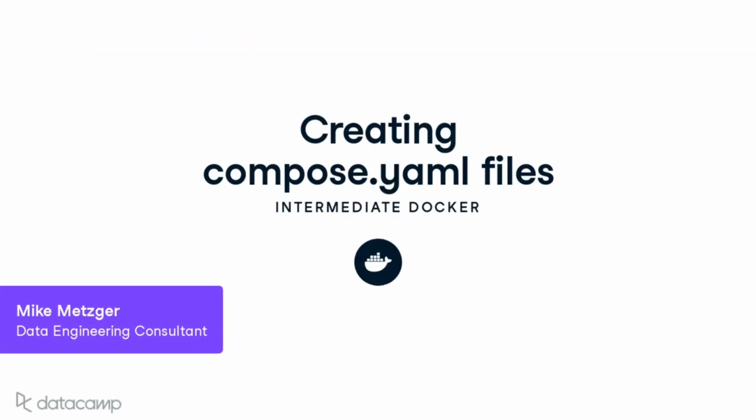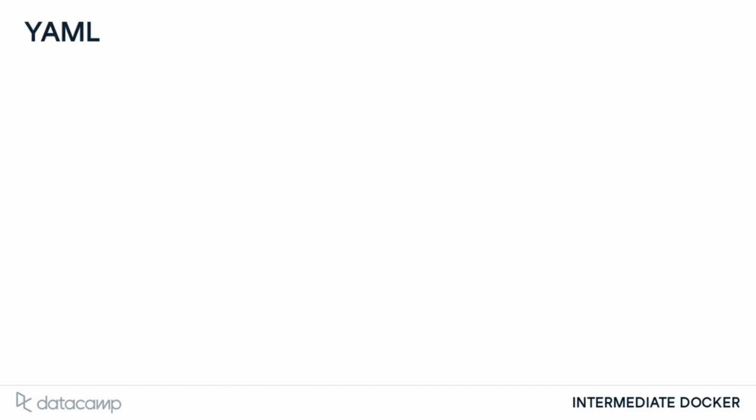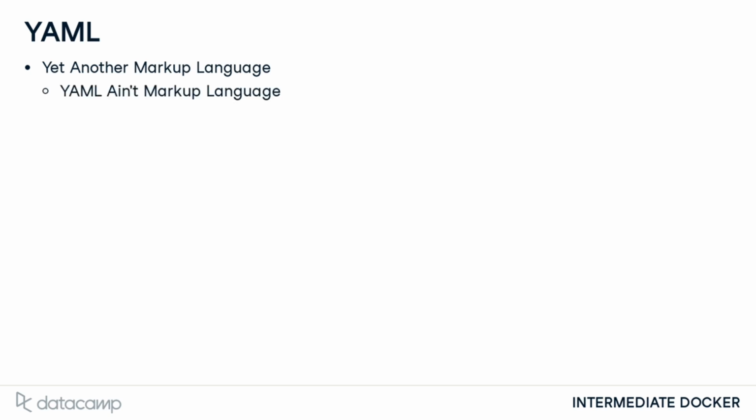Let's take a look at how to create our applications with Docker Compose by writing our own compose.yaml files. Docker Compose files are written using YAML. Depending on your experience, you may be wondering what YAML is. YAML originally stood for Yet Another Markup Language, but now has the more amusing moniker of YAML Ain't Markup Language.